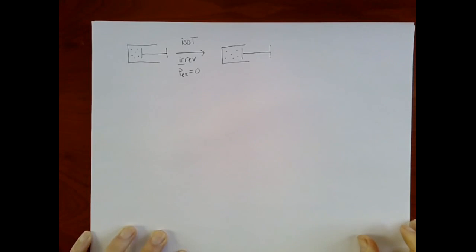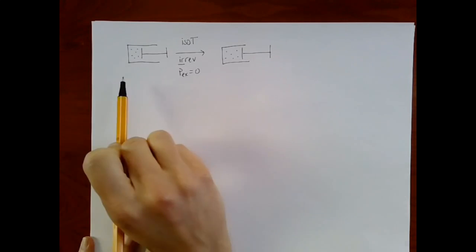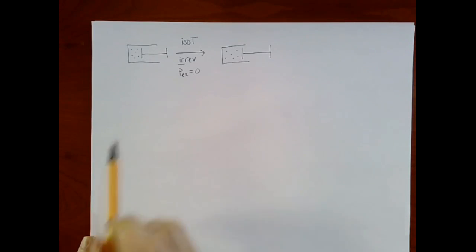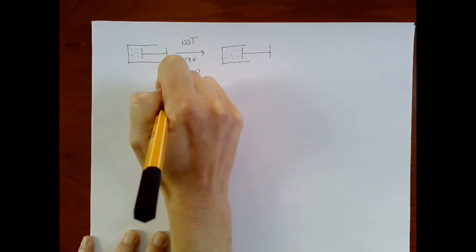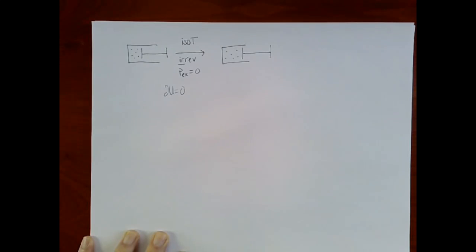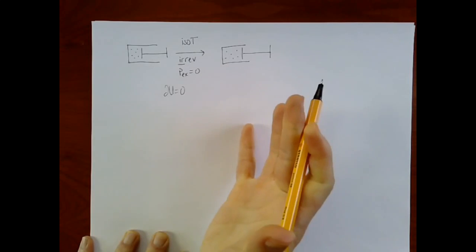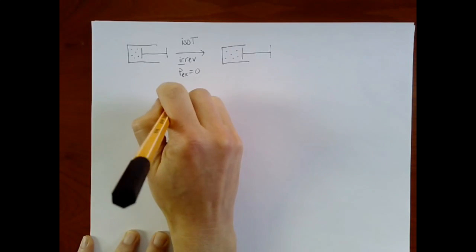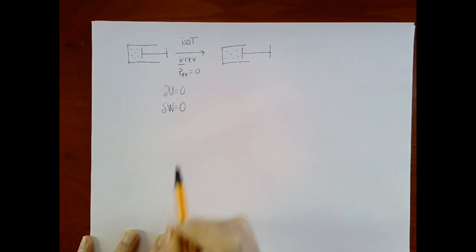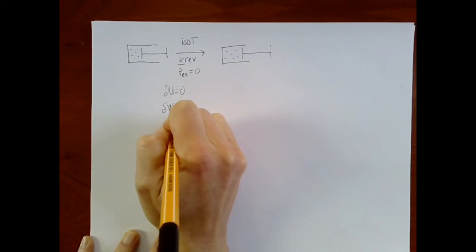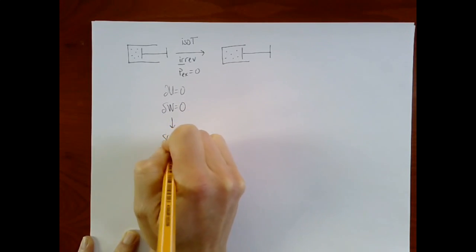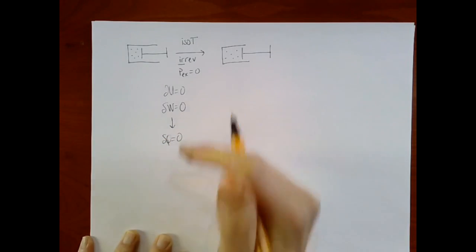And the problem asks you to calculate the change in entropy for the system, the surroundings, and the total change of entropy, and to predict whether or not this process is spontaneous. So what is true about this process is it's isothermal, and so the change in internal energy is 0. We're expanding against a 0 external pressure, and so we've done no work. So from these two, and by the first law, we can then conclude that no heat must be transferred. And these are all true.